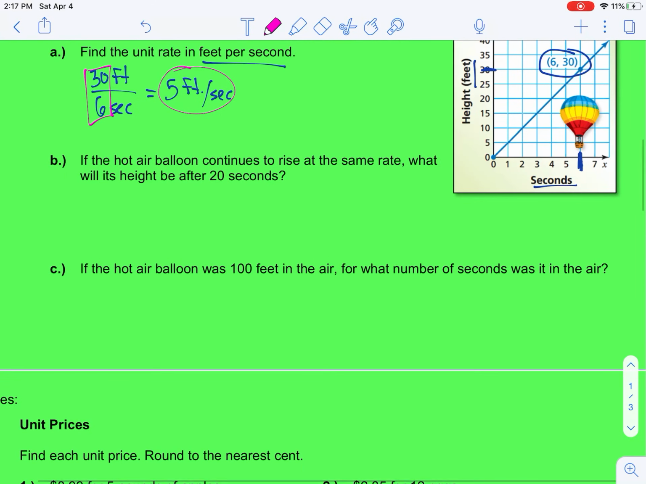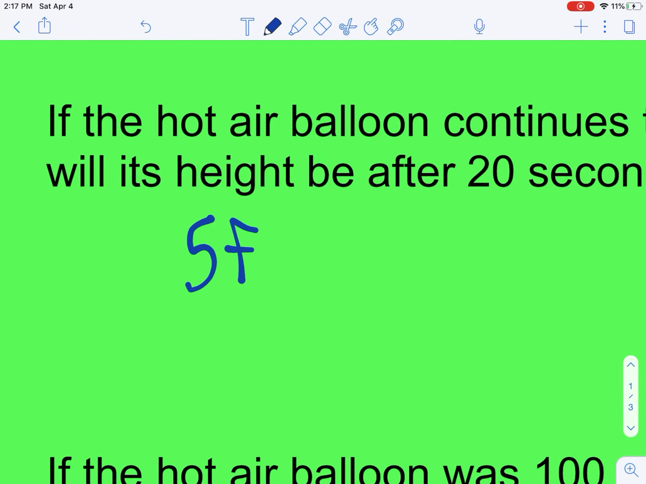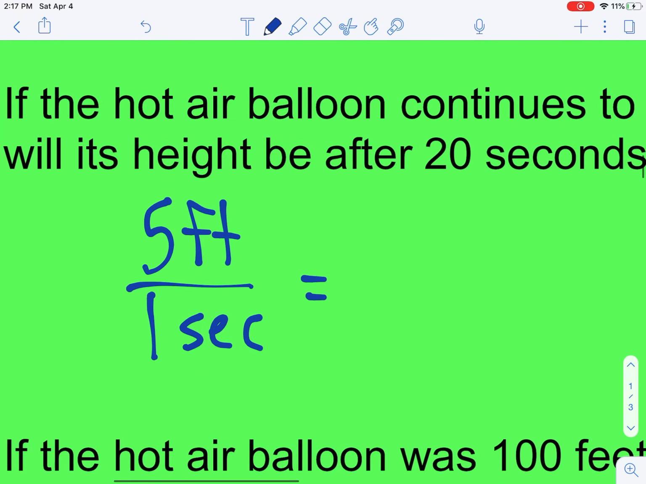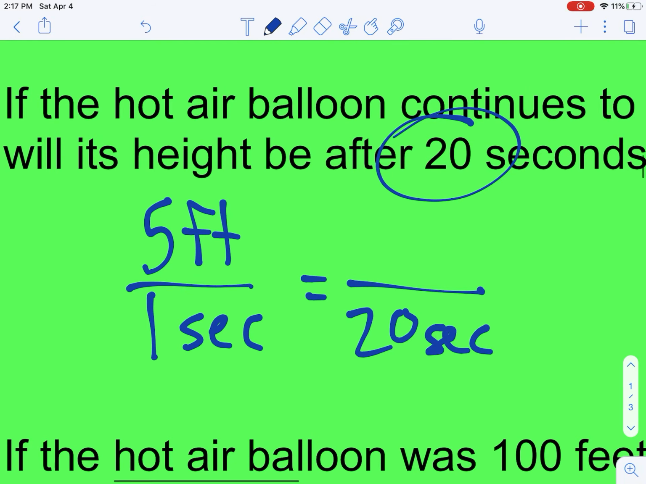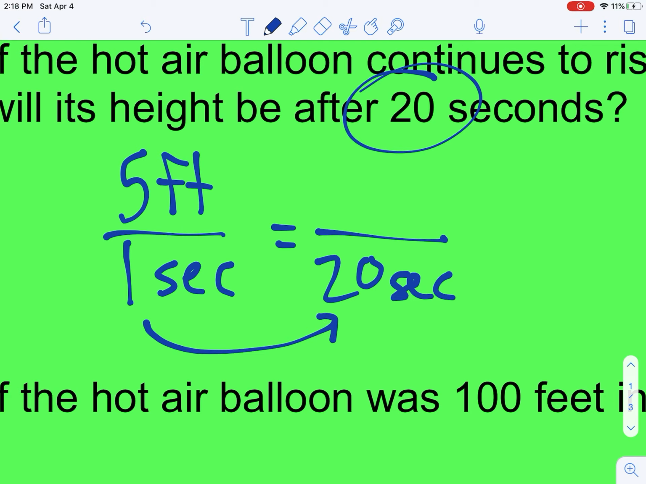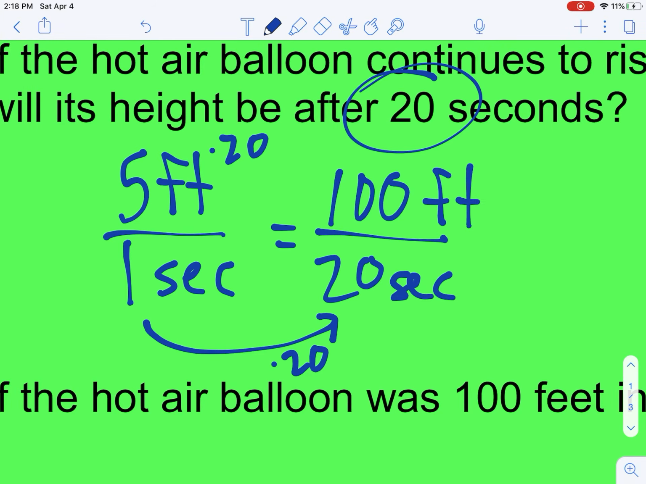All right, number 2, or letter B. If the hot air balloon continues to rise at the same rate, what will its height be after 20 seconds? Okay. So my unit rate is 5 feet in 1 second. But I don't want it to be 1 second anymore. My problem is telling us that we want 20 seconds. Okay. So to go from 1 to 20, I multiply by 20. So that means I need to multiply 5 by 20. We get 100. So Mr. Lombard is going to go 100 feet in 20 seconds.